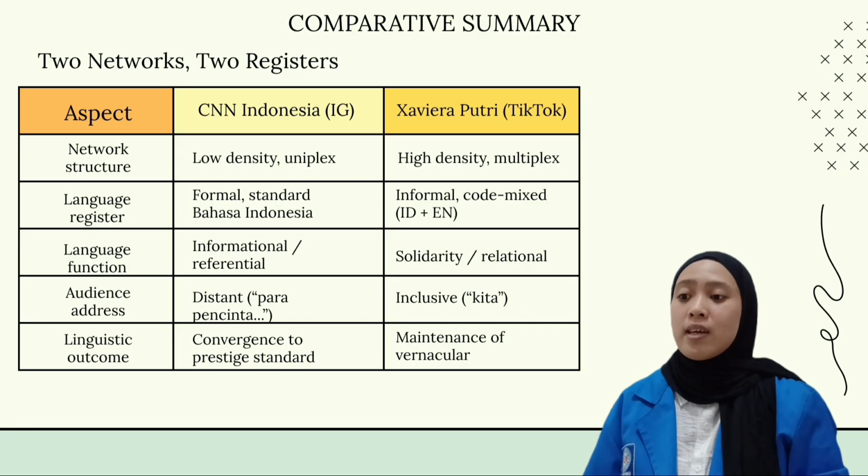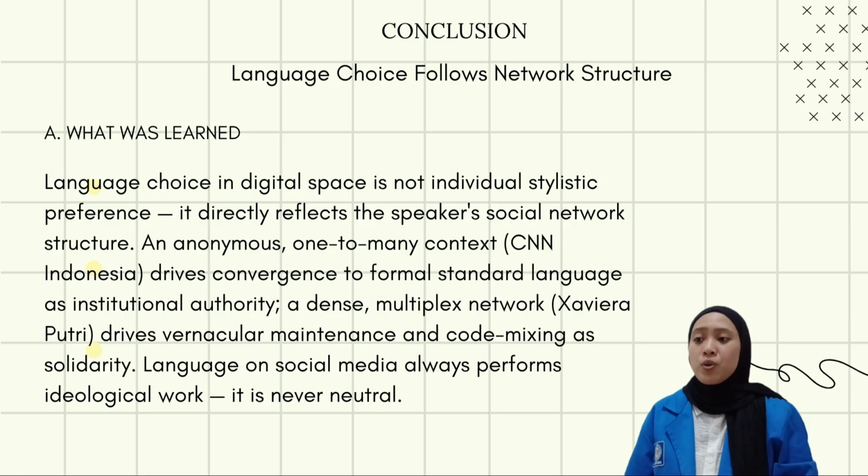Audience address: CNN Indonesia, distance, for example, the phrase "para pecinta". Safira Putri is inclusive, for example, "kita". Linguistic outcome: CNN Indonesia, convergence to prestige standard, and Safira Putri, maintenance of vernacular. Conclusion: language choice in digital space is not individual stylistic preference. It directly reflects the speaker's social network structure.